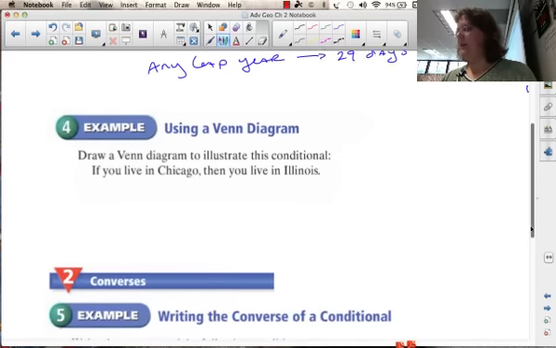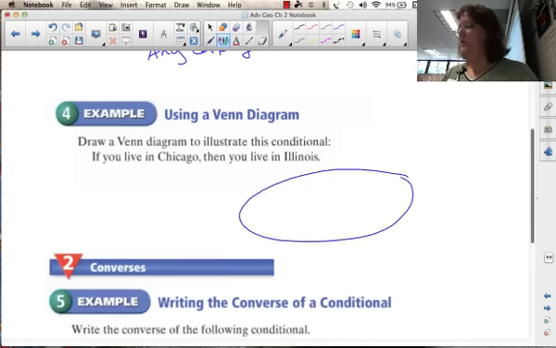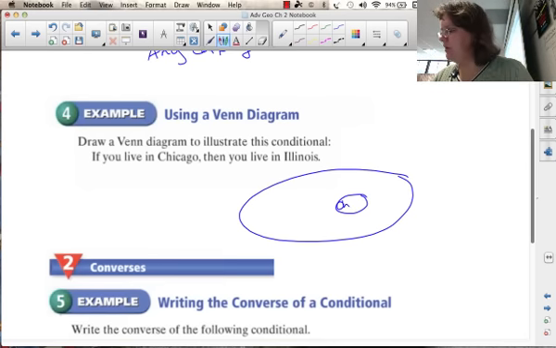We can also draw a Venn diagram. So Venn diagrams are really useful for demonstrating the relationship between different things. So if you live in Chicago, then you live in Illinois. So first we have to decide, are we going to use circles, or you can use rectangles. I'll use circles. And then we have one basic idea of Chicago, and then we have another idea of Illinois, and we have to figure out, well, if you live in Chicago, do you live in Illinois, or if you live in Illinois, are you in Chicago? So if you live in Chicago, then you are in Illinois. That means that Chicago should be inside Illinois.